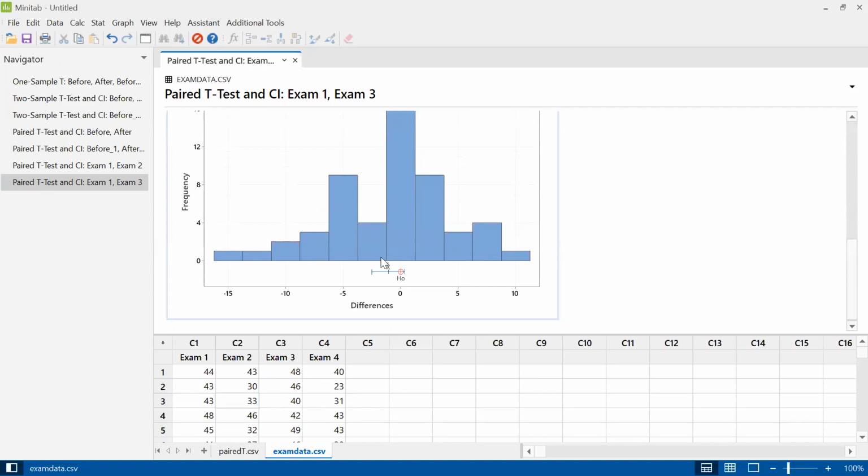Like I said, if everybody was a little bit better on exam 3 than exam 1, and everyone was piled over here, solidly to the left of the 0 line, then that might be called a statistically significant difference. But when everybody's all over the place, then we say, well, down to randomness, there's probably not much difference between these two exams. And you can see this bar here, that's our confidence interval, and it includes the null hypothesis number. So when that happens, you're not going to be finding a statistically significant difference.